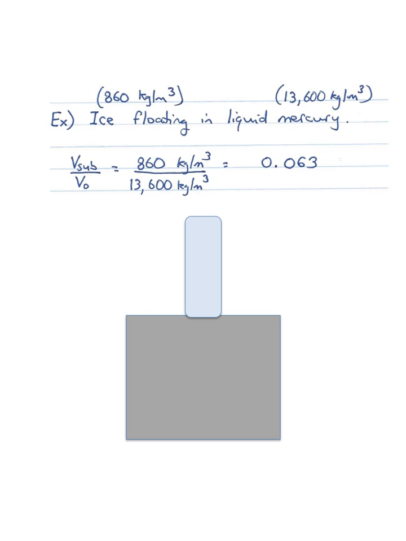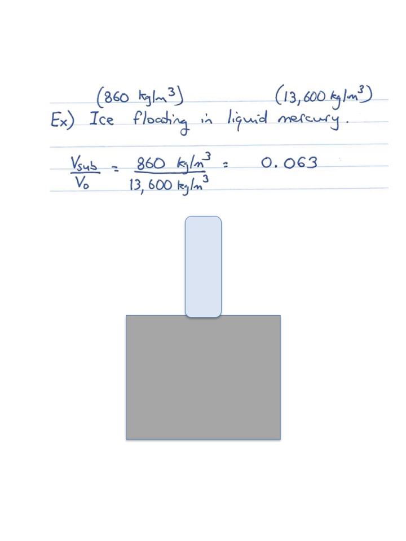Now, let's do another example. Let's take ice. We saw in the previous example in seawater, 86% of it is submerged. Let's put ice in a much denser fluid, such as ice floating in liquid mercury. Now, liquid mercury is very dense. It has a specific gravity of 13.6, meaning it's 13.6 times denser than water.